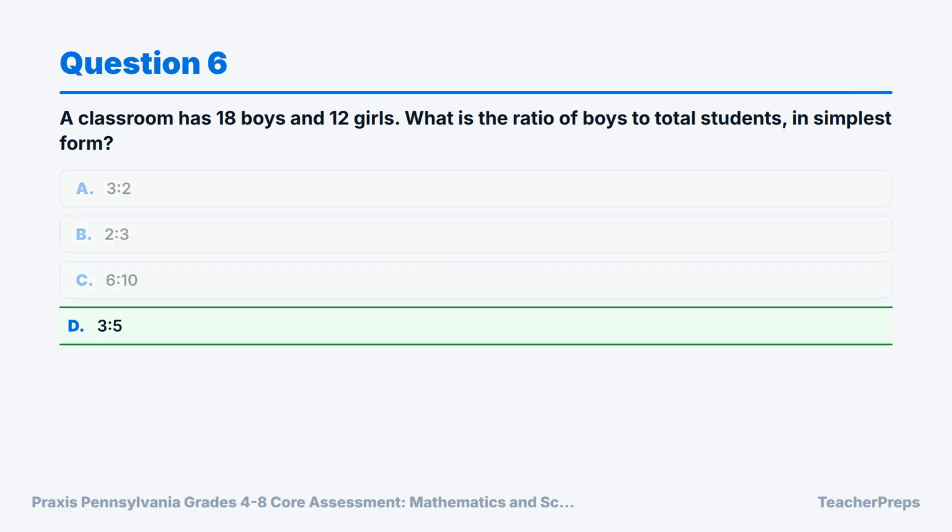The correct answer is D, 3:5. There are 30 total students, and the ratio of boys to total students, 18:30, simplifies to 3:5.